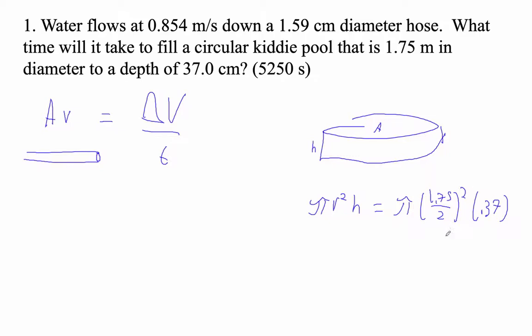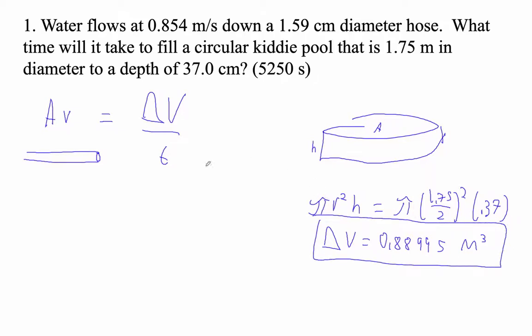I bet it's not even a cubic meter, but it might be. Okay, so pi times parentheses 1.75 divided by 2 and parentheses squared times 0.37. And that is 0.88995 cubic meters. So our volume is 0.88995 cubic meters. Not even a cubic meter. That's a lot of stuff. That's not my answer though.